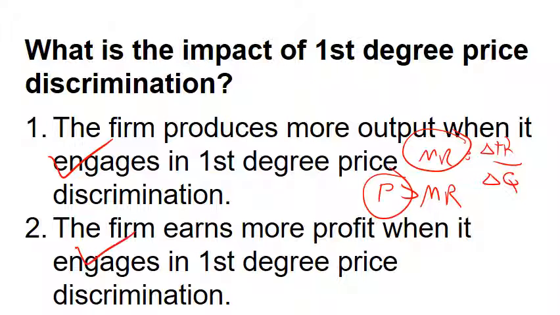Second, the firm earns more profit when it engages in first-degree price discrimination. In our example, profit rose from 18 to 32. The increase in profit is the reason firms would love to practice first-degree price discrimination.